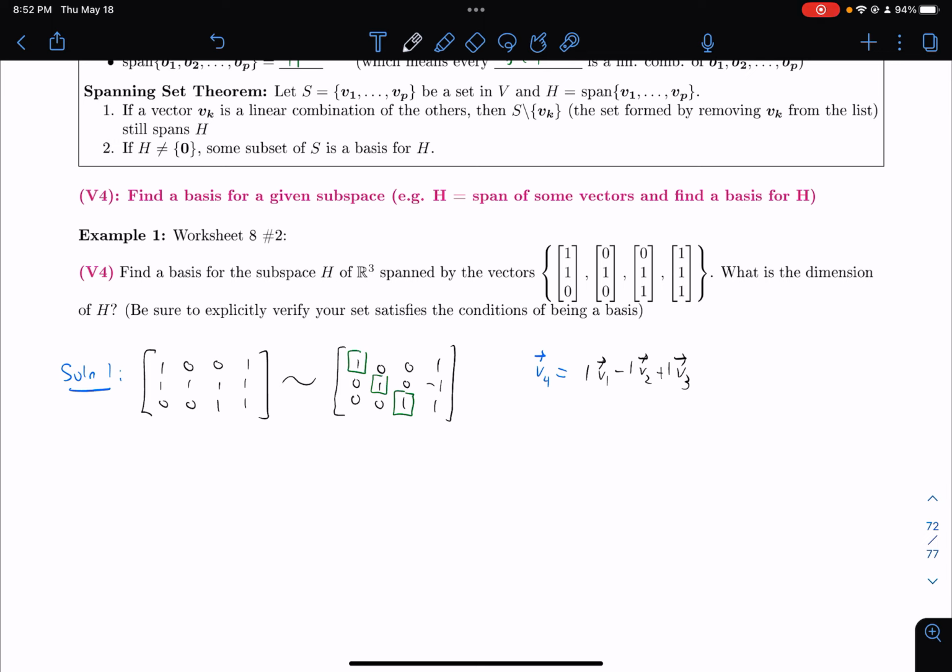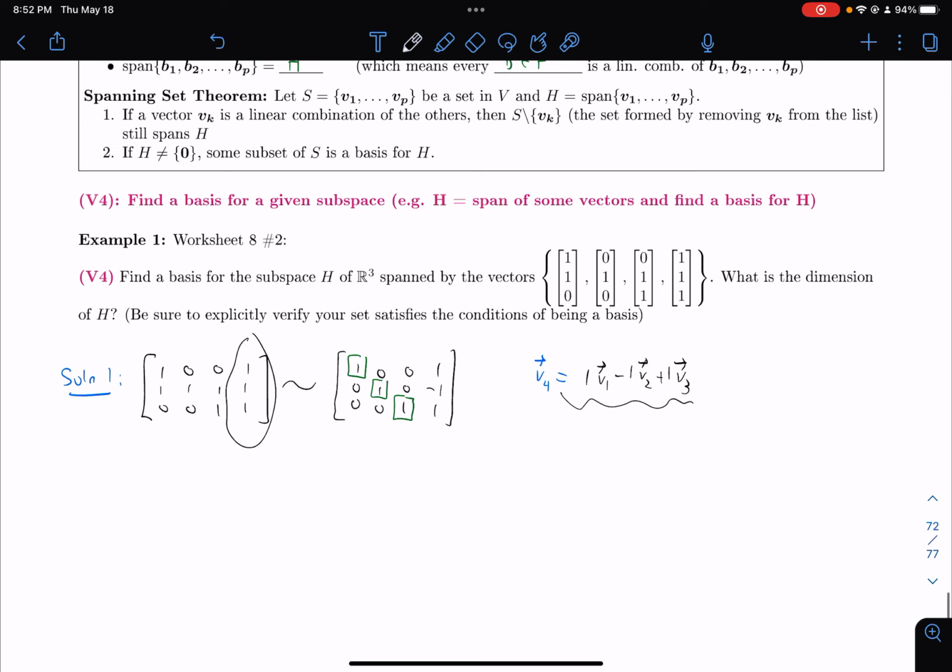Okay, and if a vector is a linear combination of the other vectors, and that's happening in this reduced form, well, that's still going to be true even back in the original. You could check it, but even in the original, this last column vector satisfies this same relationship. It's the first vector minus the second plus the third.